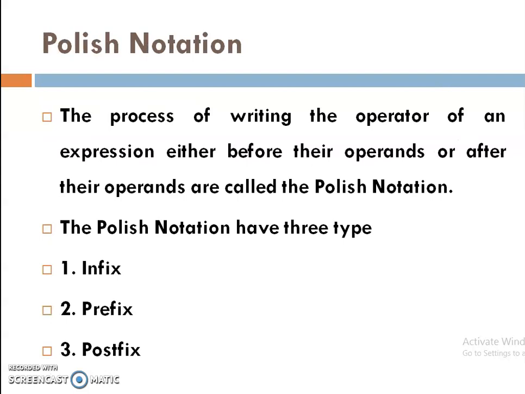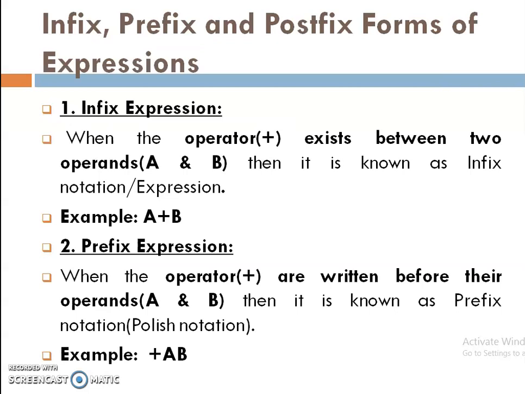Now first, what is polish notation? The process of writing the operator of an expression either before their operands or after their operands is called polish notation. It has three types. First, infix expression, second, prefix expression, and last, postfix expression. Infix, prefix, and postfix form of expression.